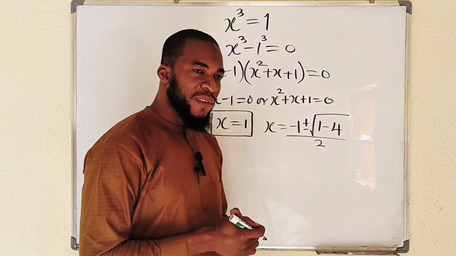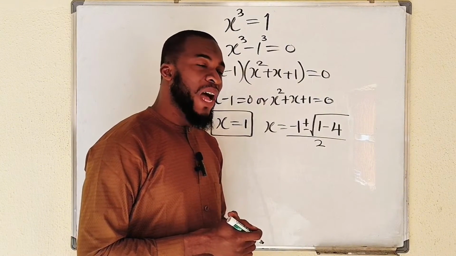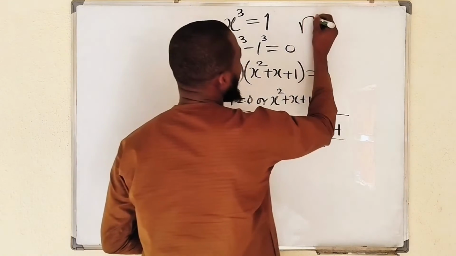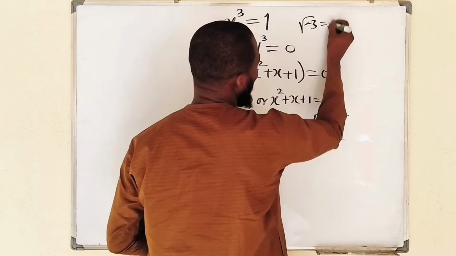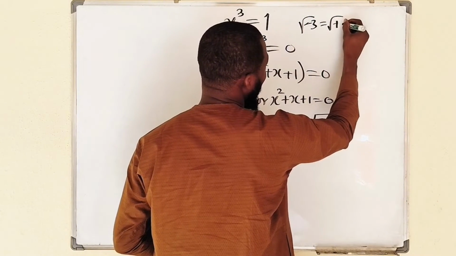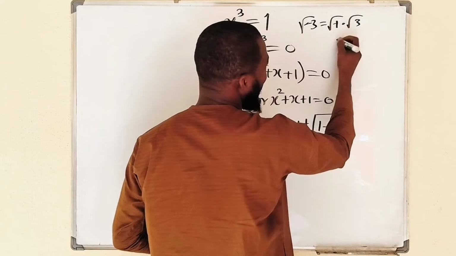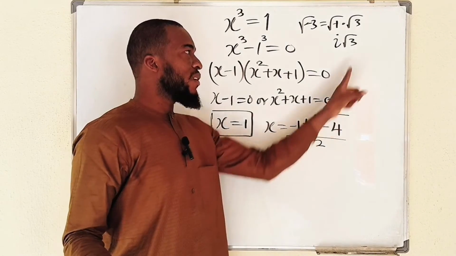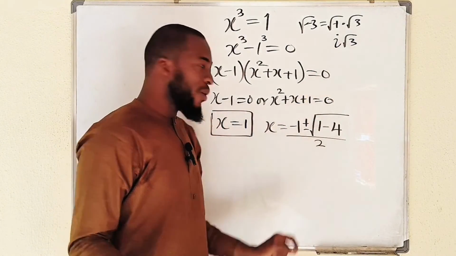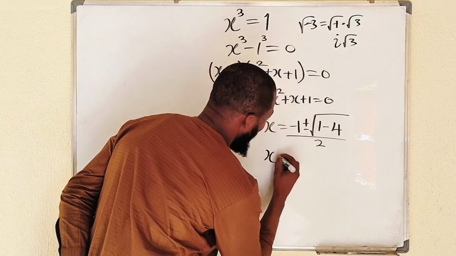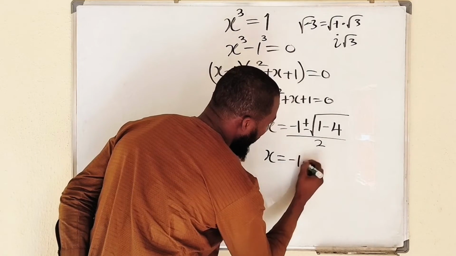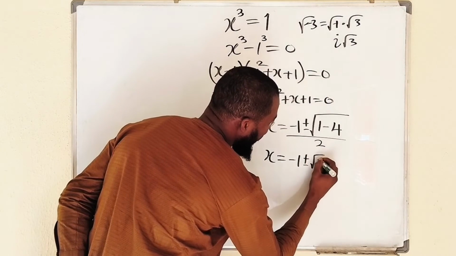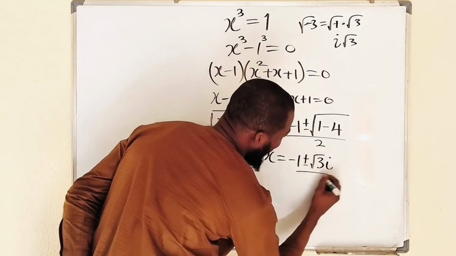The square root of negative 3 is the square root of 3 times i, because the square root of negative 3 is the same thing as the square root of negative 1 times the square root of 3. The square root of negative 1 is i, times the square root of 3. So the whole of this is the square root of 3 times i, or i times the square root of 3. So x will be equal to minus 1 plus or minus the square root of 3 times i, divided by 2.